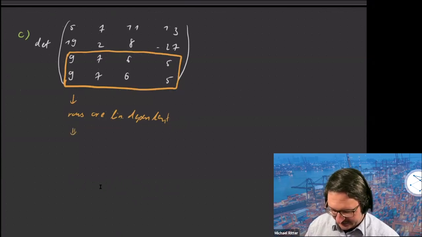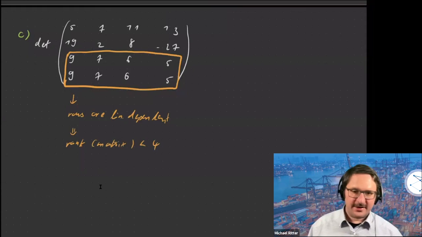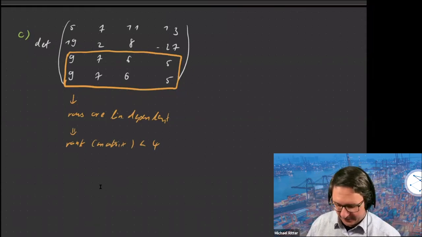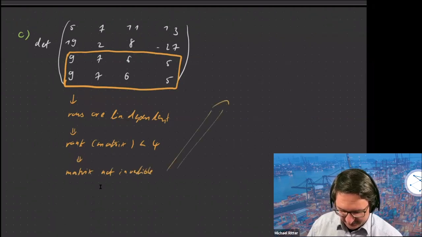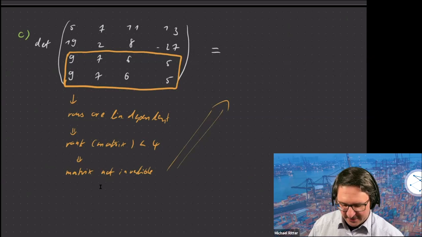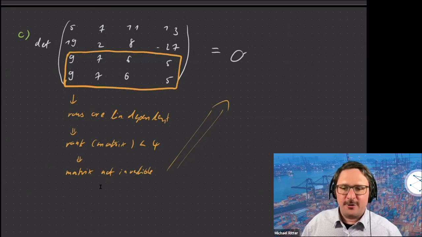So that means the rank of that matrix is strictly less than four. It doesn't have full rank. And that means it cannot be inverted. And that in turn means the determinant of that matrix must be zero. So you don't have to do any computations once you spot something like this, right?